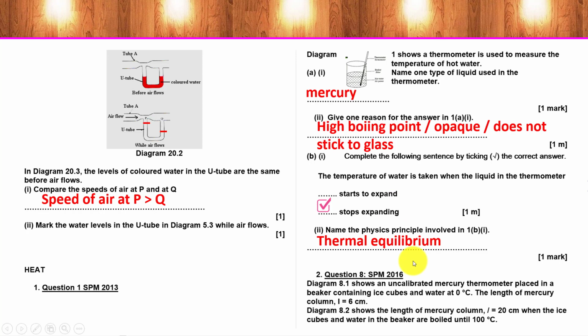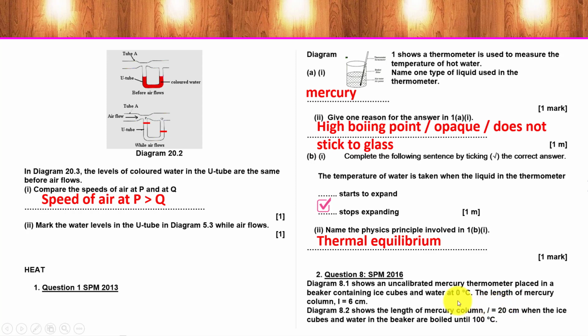Okay, question number 2, there's 8.1. They show an uncalibrated mercury thermometer placed in a beaker containing ice cubes and water at 0 degrees Celsius. The length of the mercury column is 6 cm. So I can say 6 cm is L0, when the thermometer is at 0 degrees Celsius. In 8.2, the length of the mercury becomes 20 cm when the ice cube and water are heated until boiling at 100. So I can say 20 cm is L100.